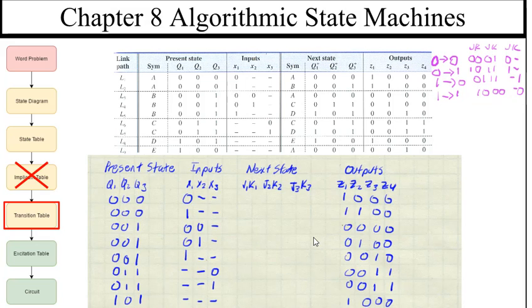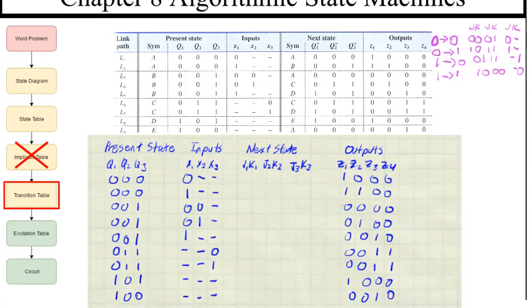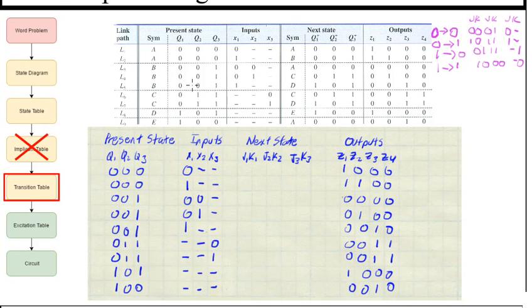Now I'm ready to fill out this excitation table. I've drawn what I've copied from the top here down in blue. And now I'm going to write down what it takes to create these next Qs using J1, K1 to create that column, J2, K2 to create this column, and J3 and K3 to create that column.